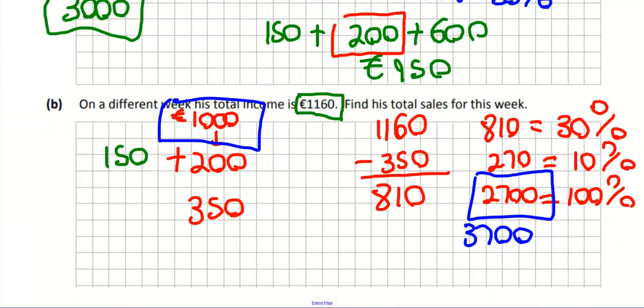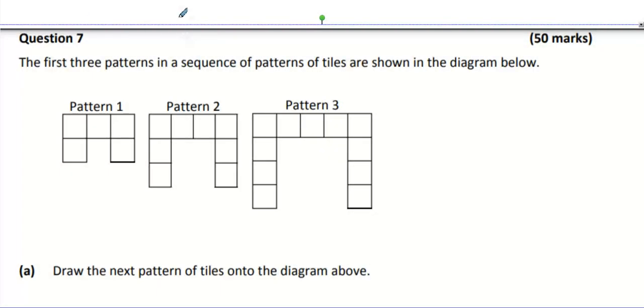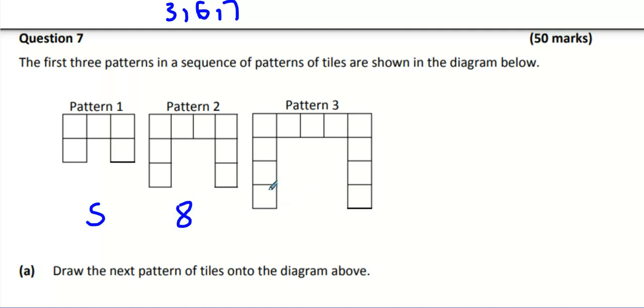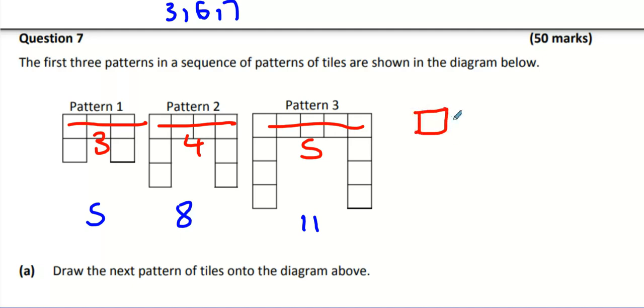All right. Now, let's go to the next question. Question 7. So we've done 3, 6. Now we're on to 7. Draw the next pattern. Okay. How many tiles in total? 5 tiles in total. The next one is 8 tiles in total. The next one is 11 tiles in total. Now, do you notice what's happening with the main diagonal here? It goes 3, 4, 5. What's going to be the next one? 6. We're going to go 6 across.